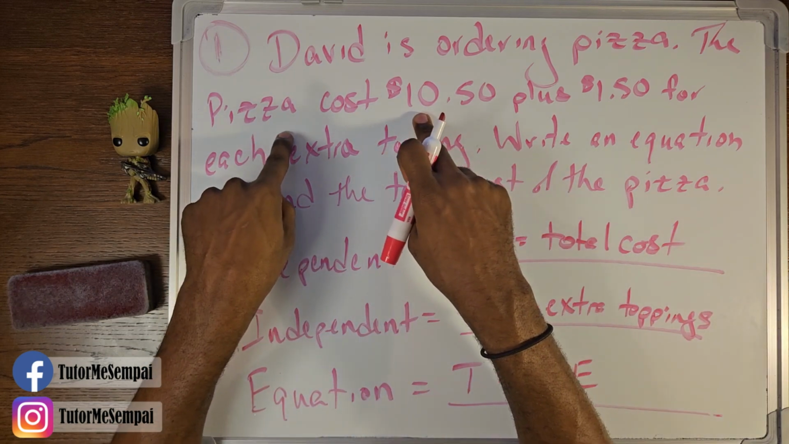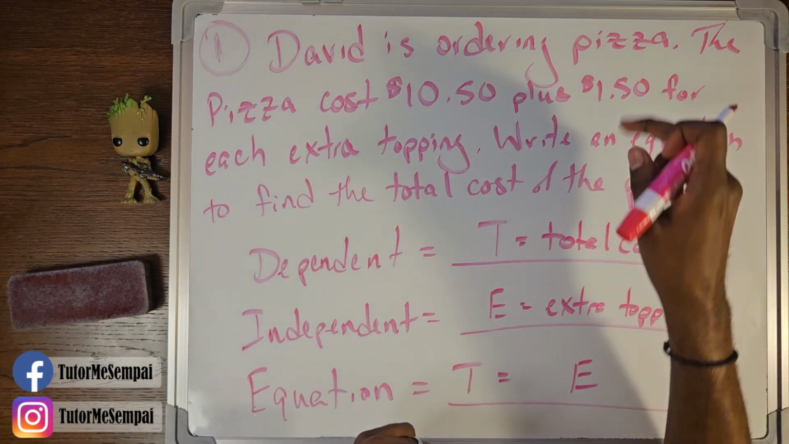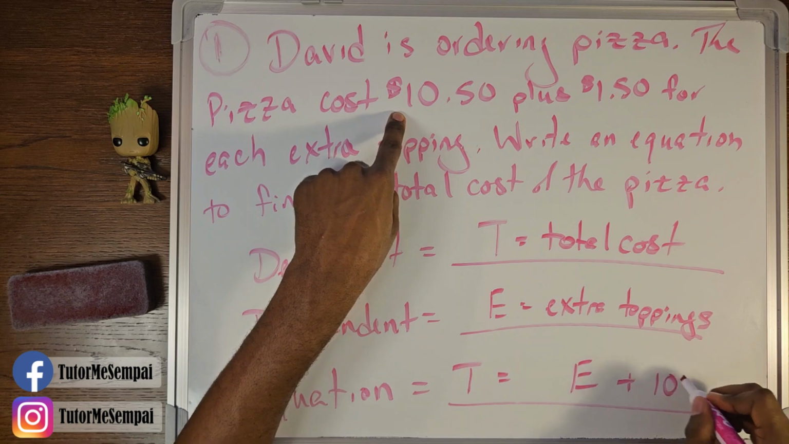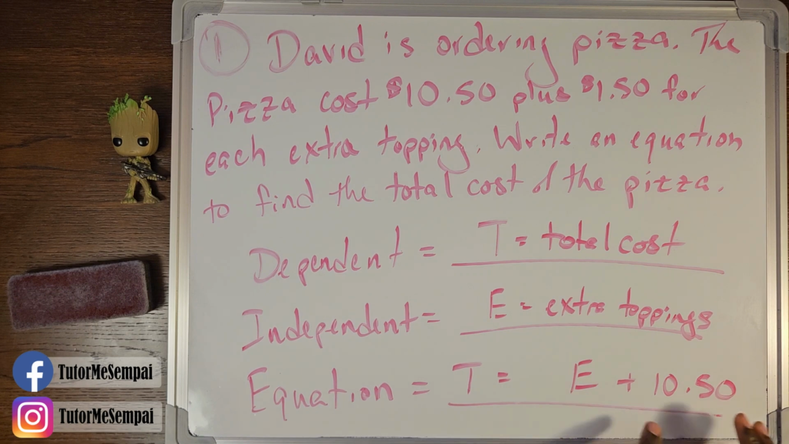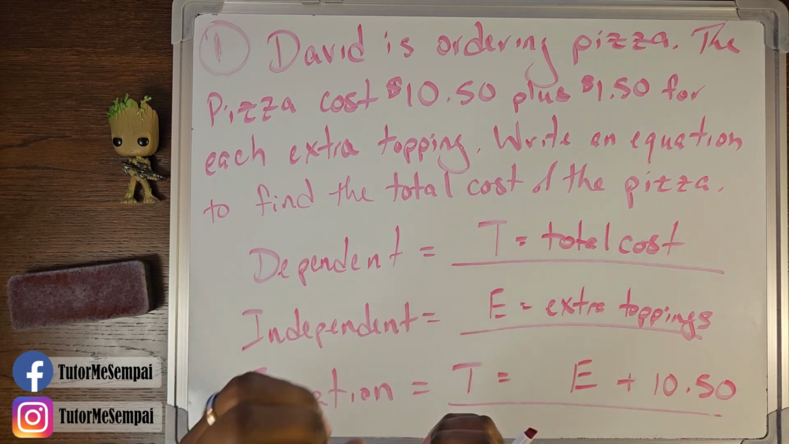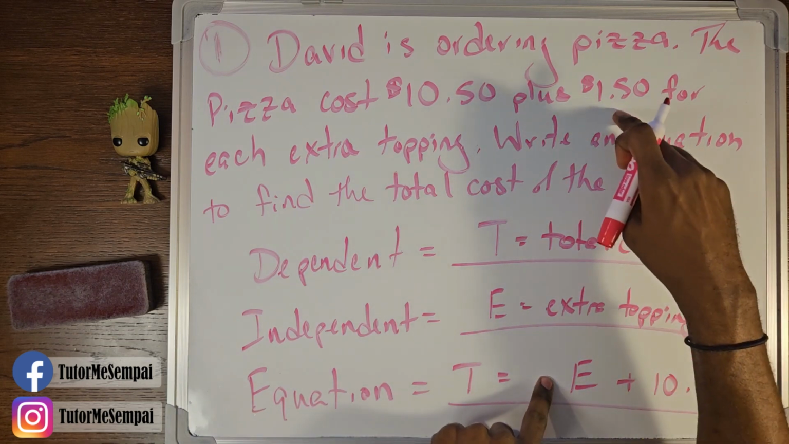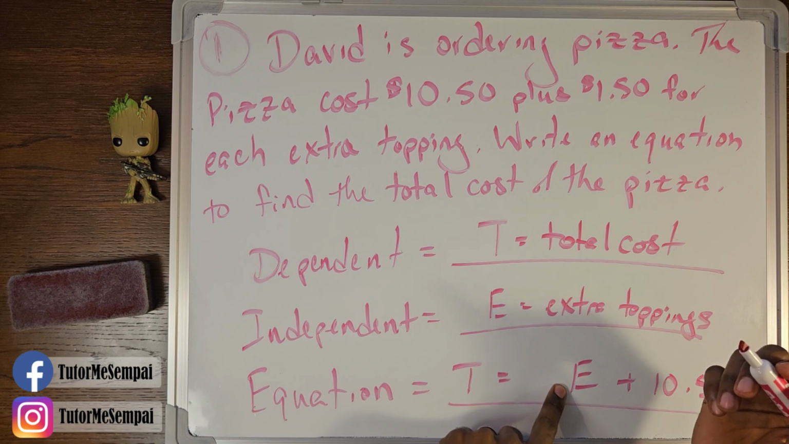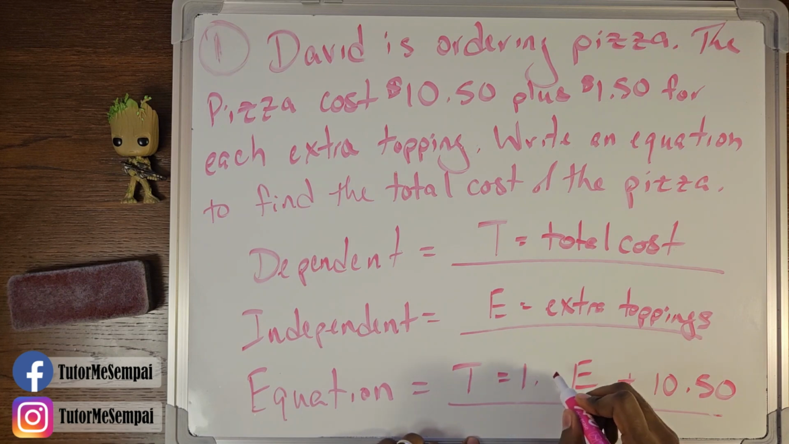No, this is going to be our base cost. So we're going to start off here and we're going to increase the cost with every topping we have. So we're going to add that $10.50. We're going to start off here. This is where our pizza is going to cost if we had 0 toppings. So this is it. Now we look at this $1.50. Now this is $1.50 for every extra topping. And we said that E is going to be our extra topping. So that means that for every extra topping, we're paying $1.50. So it's $1.50 times the amount of extra toppings.